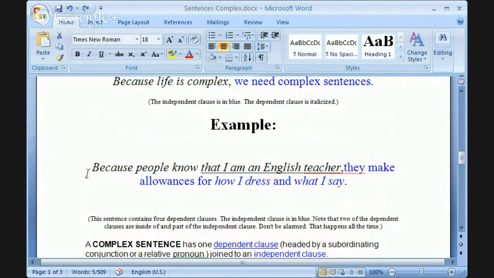Okay, so a complex sentence can include more than one dependent clause, but the essential thing here is it must have an independent clause.